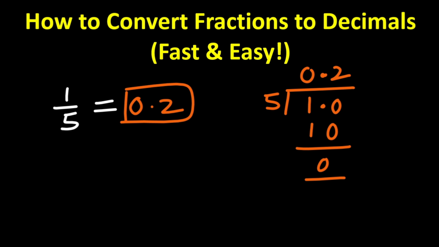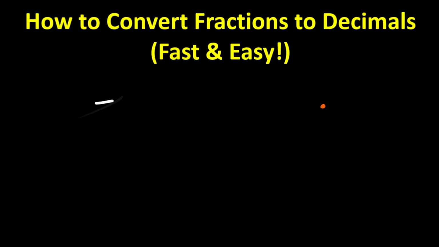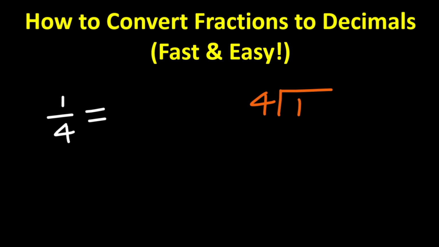All right. Let's take another example. Say we are converting 1/4 into a decimal. So what is the decimal value for 1/4? Again, we divide the numerator by the denominator. So we take 4 as the divisor, 1 as the dividend. Now we are dividing 1 by 4.